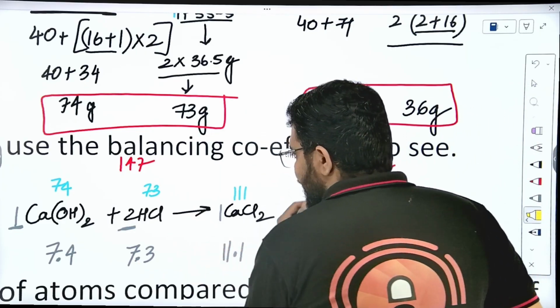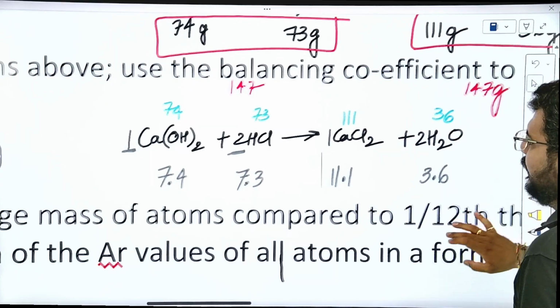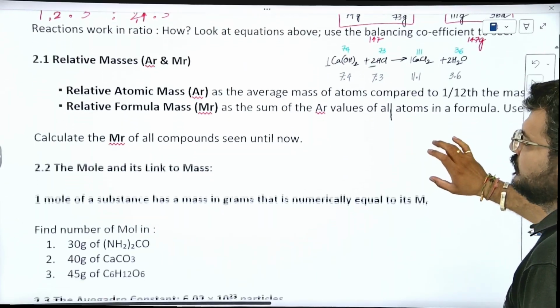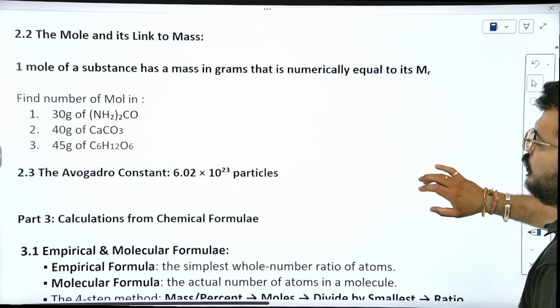Okay. I think I already have a topic for that. Let's wait for it. If I don't find it in the explanation, I'll cover that at the end of this discussion. Right? Now, mole and its link to mass.